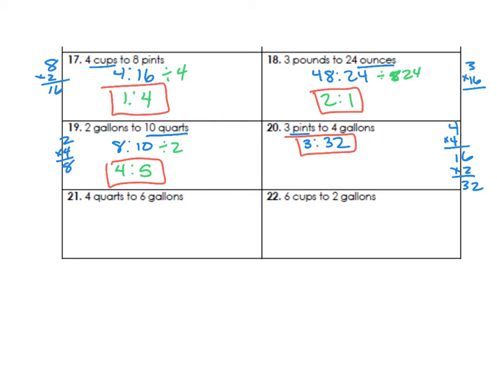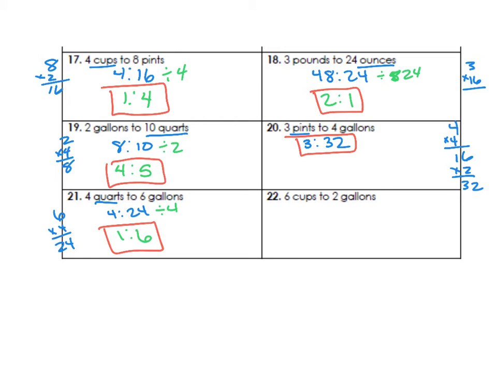So let's go on to number 21. Quarts and gallons. Quarts being the smallest one. So I'm going to do 4 quarts. I have 6 gallons. And there's 4 quarts in each gallon. So that makes it 24. So 4 to 24. Definitely can simplify this. I'm going to divide it by 4. That gives me 1 to 6. That is my ratio in simplest form.